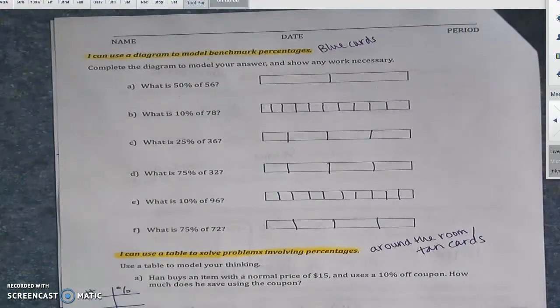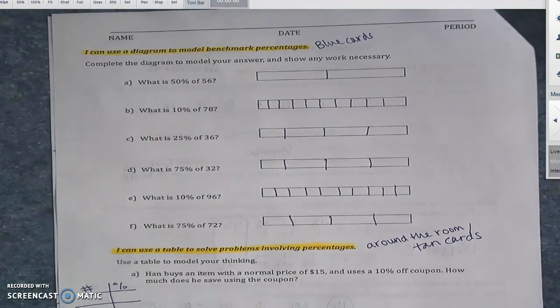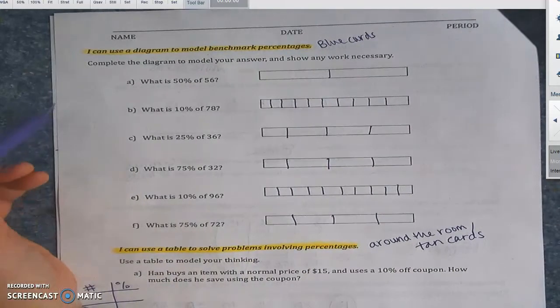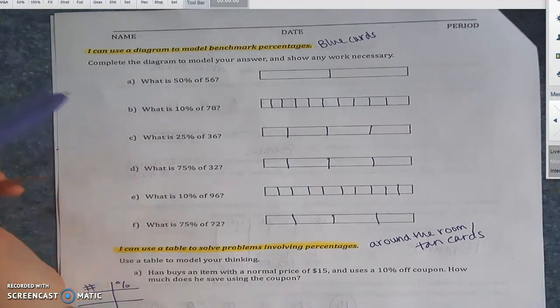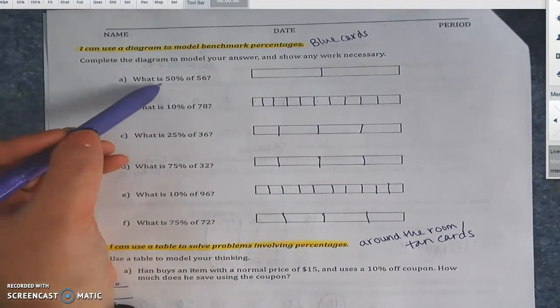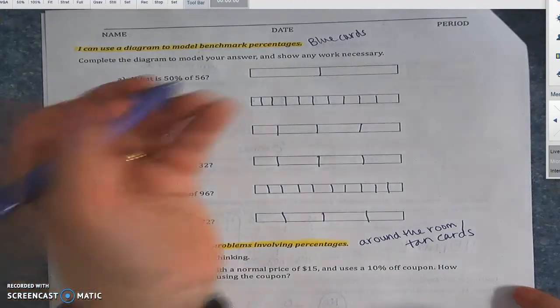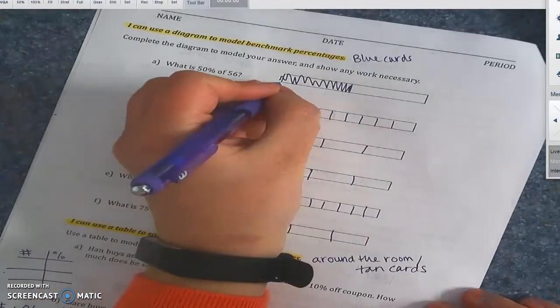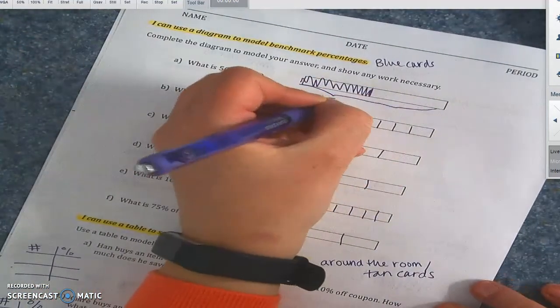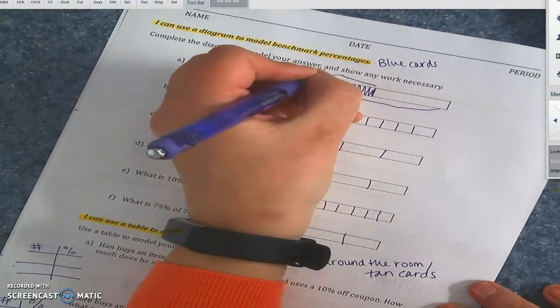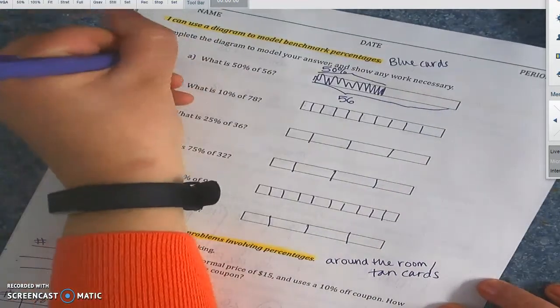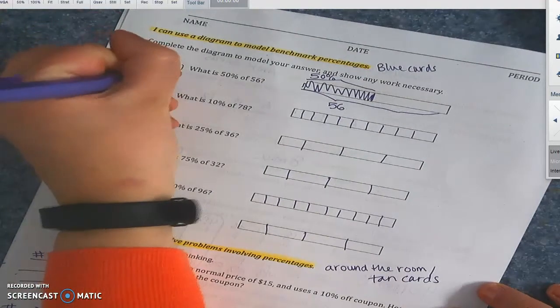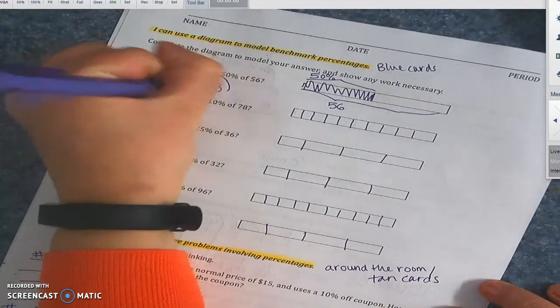All right, so then the next section, I can use a diagram to model benchmark percentages. And to save time on my video, I already partitioned them out. Complete the diagram to model your answer and show any work necessary. What is 50% of 56? So I cut it into 2 pieces. I'm going to shade just one of them. That's my 50%. I'm going to label that this whole thing is 56, and the section I want is 50%. And to find 50%, I'm going to do 56 divided by 2, which is 28.